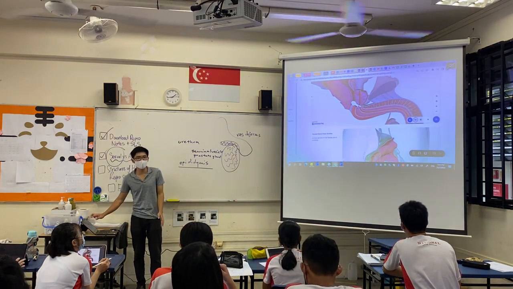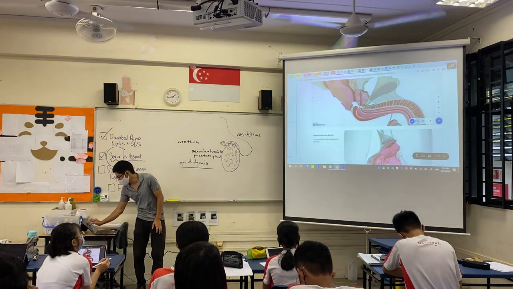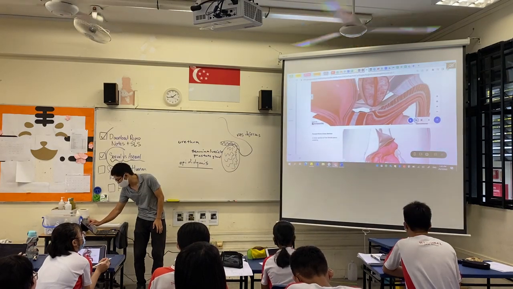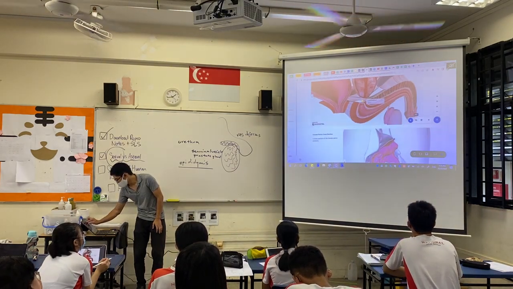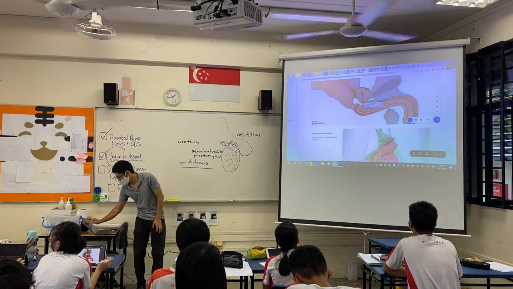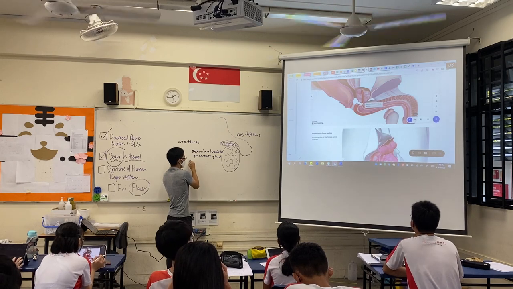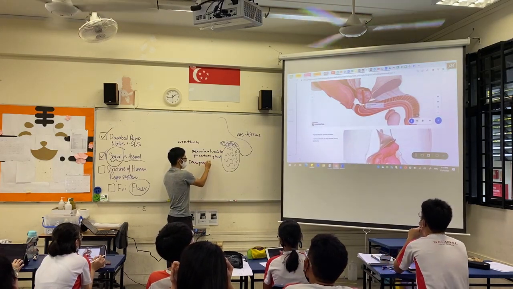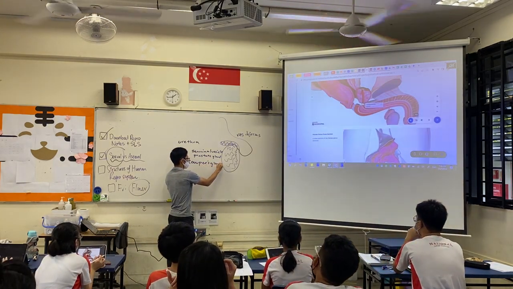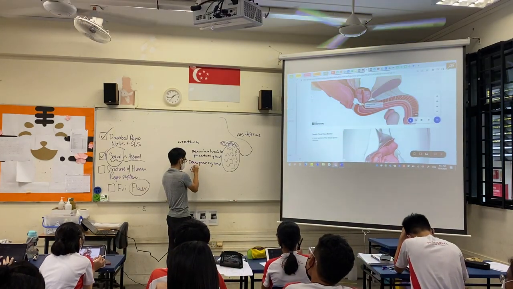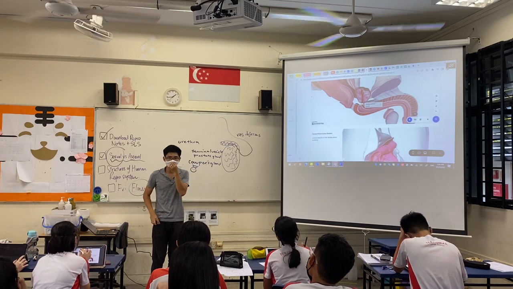Here I've removed even more stuff. If you remove some more stuff, actually hidden, there's this small little gland over here. Okay. In your notes, you have labeled it as the Cowper's gland. Like cow, like moo. Okay, Cowper's gland.